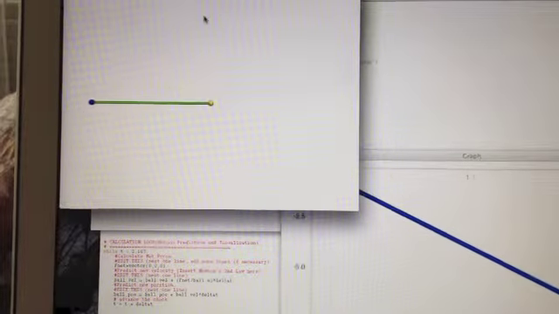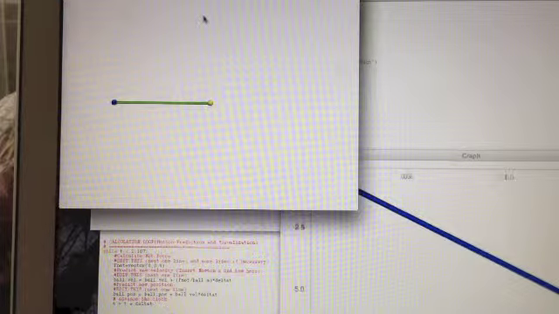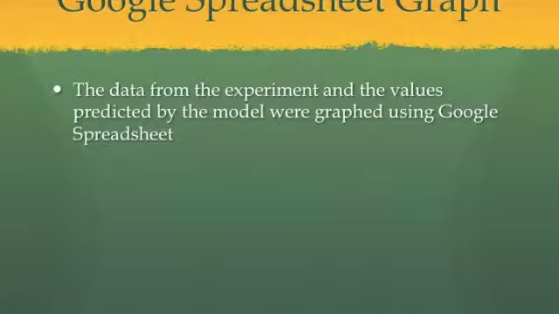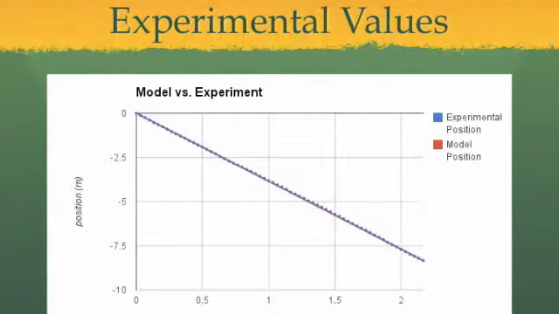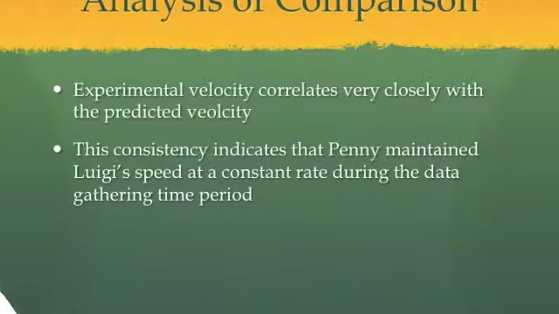Here we can see that Luigi was moving in the negative x direction at a nice steady rate. The graph generated by Python indicates the same thing. The data from the experiment and the values predicted by the model were graphed using Google Spreadsheet. Our experimental data wavers just a little bit, but basically it follows the line of the model prediction fairly well. This indicates that Penny was successful at maintaining a constant rate of speed during the data gathering time.